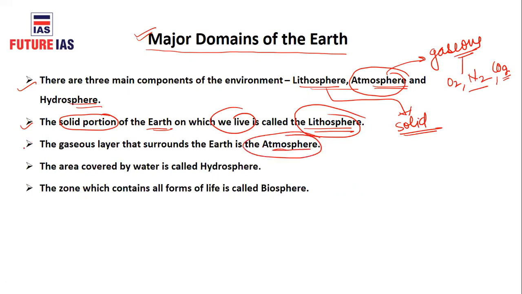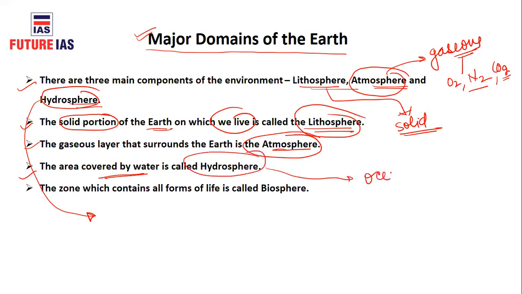The third most important domain or component is your hydrosphere. Hydrosphere means the sphere of the earth which is covered or surrounded by water. Your oceans come in it, and you will have the seas and so on. So the solid portion in which we live is the lithosphere. The gaseous envelope where you have different gases like oxygen and nitrogen is called atmosphere. And the third domain is hydrosphere, where you have the oceans and the seas.